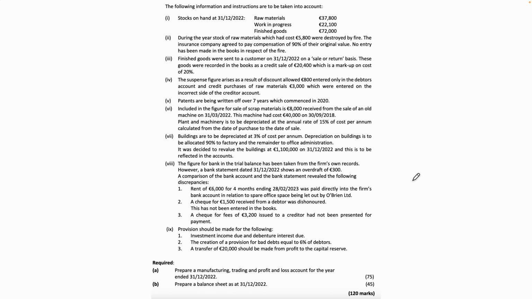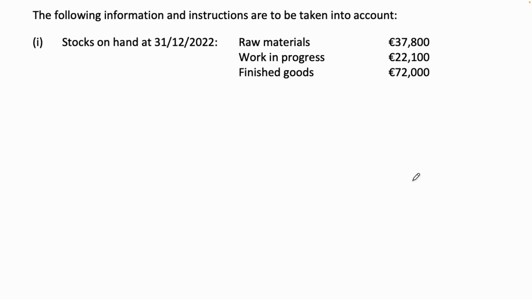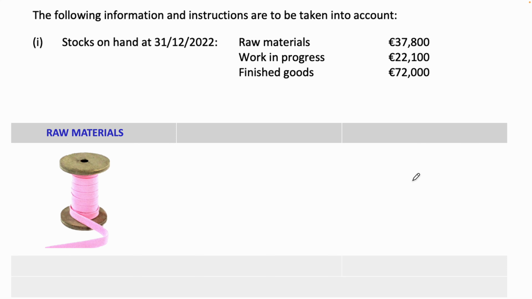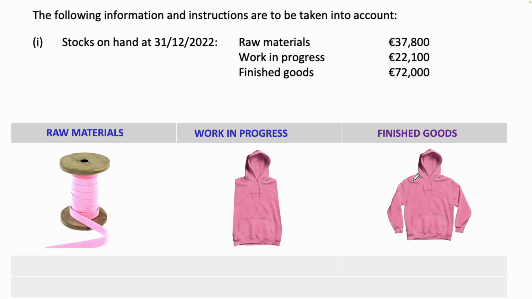So you can see in this question we have 9 adjustments, and we're just going to start straight away and get through it as quick as we can and as efficiently as we can. So the following information and instructions are to be taken into account. Number 1, stocks on hand at 31st the 12th, 2022. Raw materials, €37,800. Work in progress, €22,100. Finished goods, €72,000. So with regards to manufacturing accounts, you can see we've got a lot of different types of closing stock. Raw materials, materials that we have to make the goods. Work in progress, we have like a hoodie that's half made, you know, there's no arms on it yet. And then you've got the finished goods that are ready to be sold.